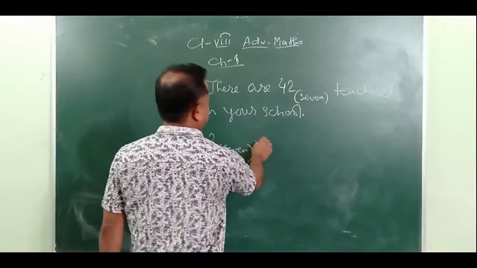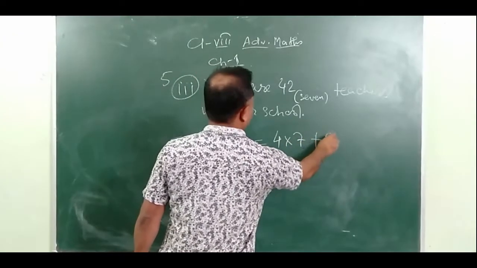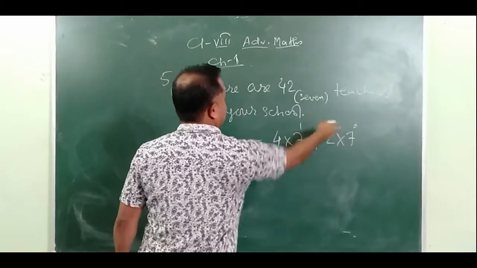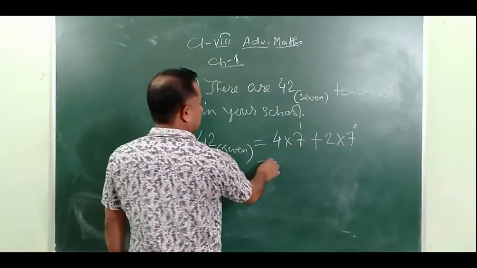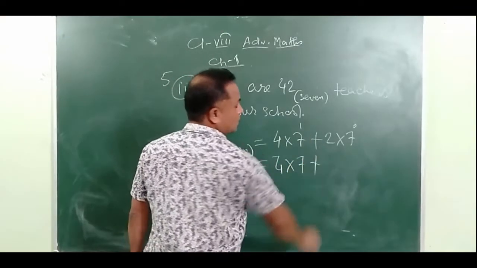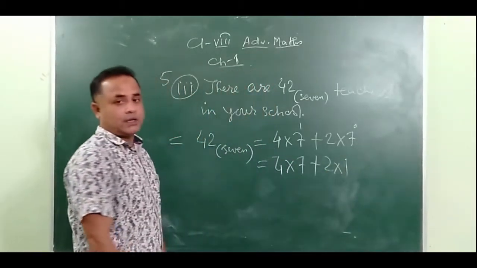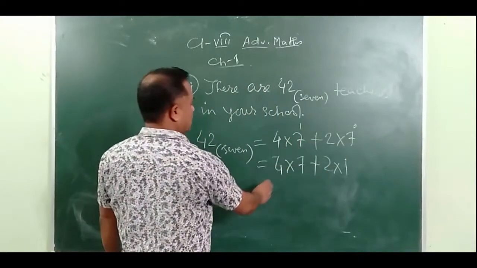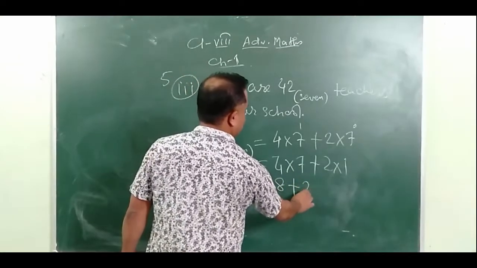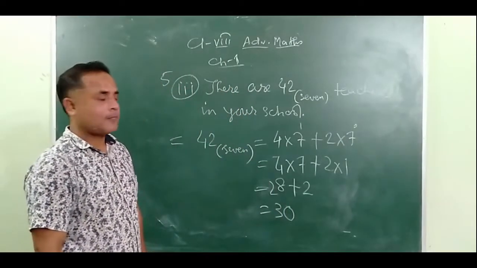We can write like this: 4 into 7 plus 2 into 7. And the powers will go on increasing from the right hand side. So it becomes 4 into 7 to the power 1 is 7 plus 2 into 7 to the power 0 is 1. So 4 into 7 is 28 plus 2 into 1 is 2, that is, the answer is 30.